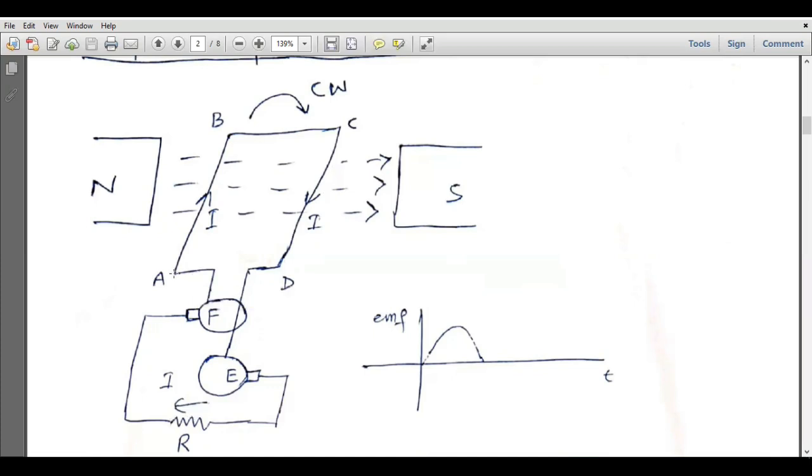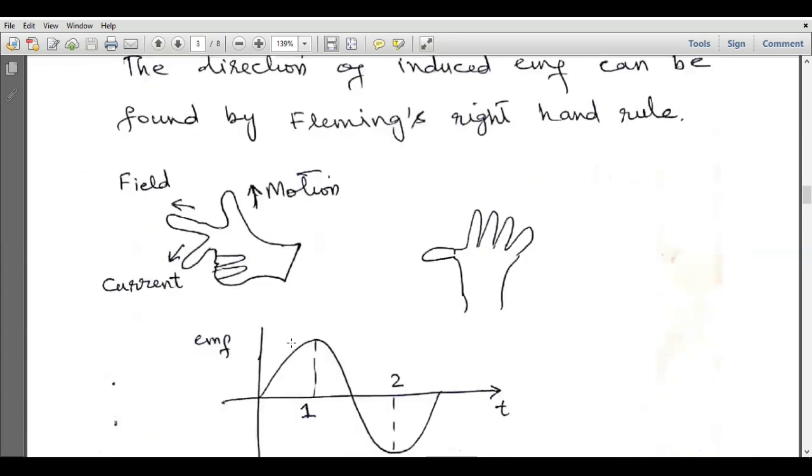So let's suppose this side AB is currently at the left hand side, this side CD is currently at the right hand side, and this coil is rotating in the clockwise direction. We have to apply Fleming's right hand rule. In DC generators, we apply Fleming's right hand rule. In DC motors, we apply Fleming's left hand rule. The right hand rule is applied by pointing the index finger in the direction of the magnetic field. The thumb should be in the direction of motion of the coil or conductor. Then the middle finger will correspond to the direction of the current, right?